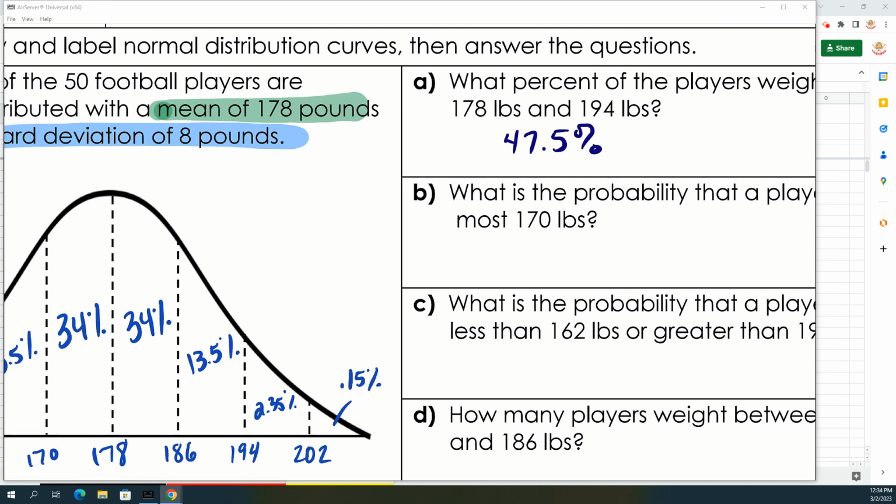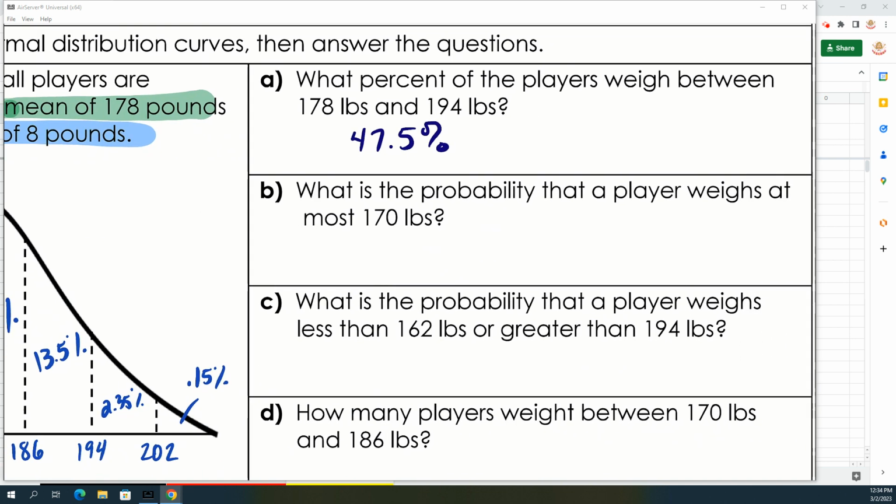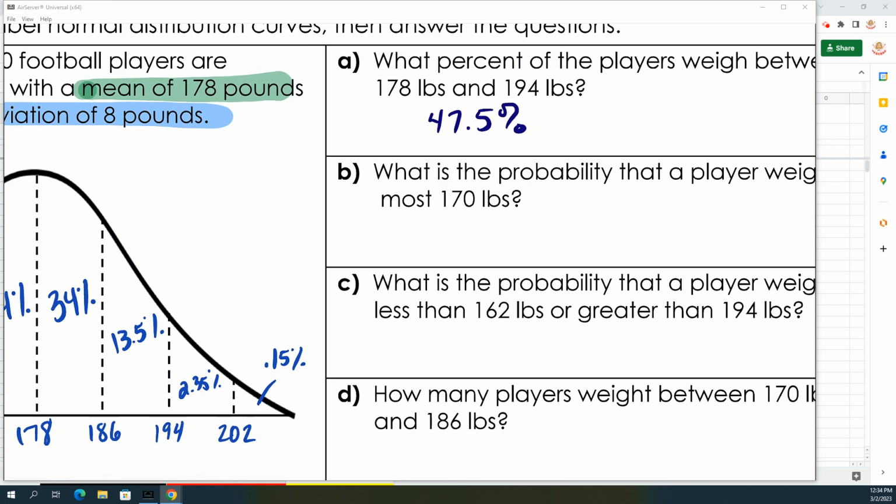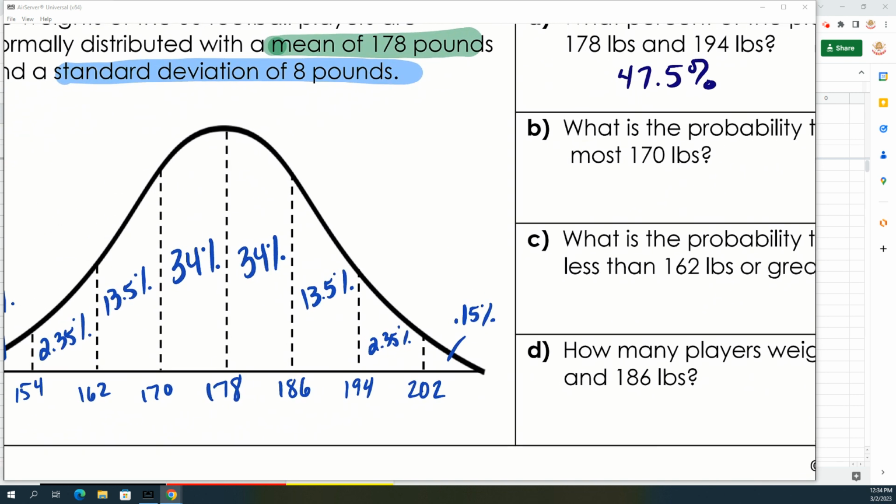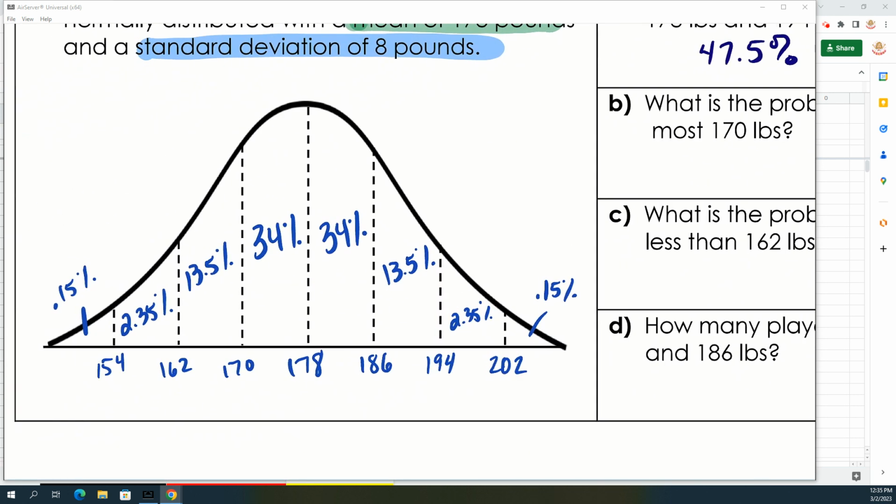Right. And then B asked, what is the probability? So that's just another question that's what is the percent? So what is the percent and what is the probability are asking the same thing. So what is the probability that a player weighs at most 170 pounds? So there's a lot of at most and at least wording on these questions. So at most 170 means the most they can weigh is 170. So it's 170 or below. So we would add up these three percentages.